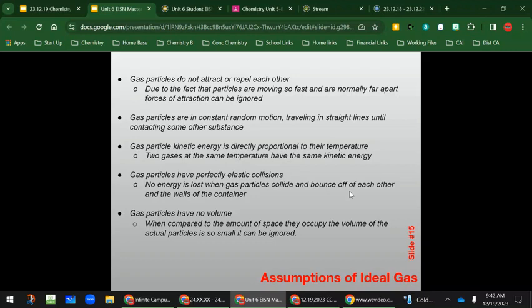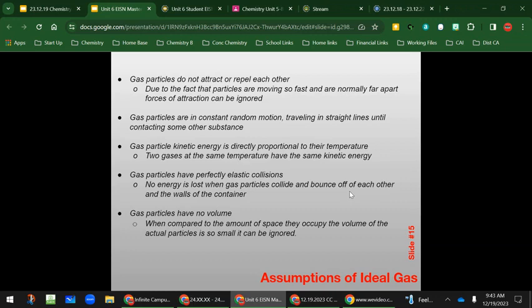That doesn't happen. Why? Because the gas particles are going in all different directions. Third one. Gas particle kinetic energy is directly proportional to their temperature. Meaning if temperature goes up, kinetic energy goes up. Meaning if temperature goes down, kinetic energy goes down.